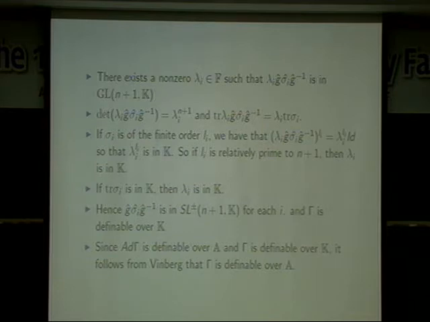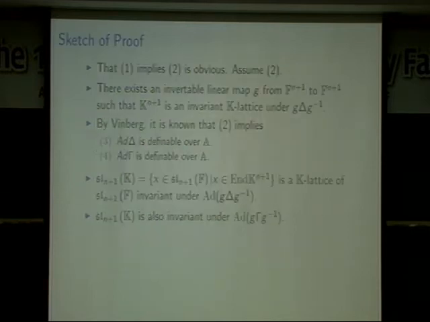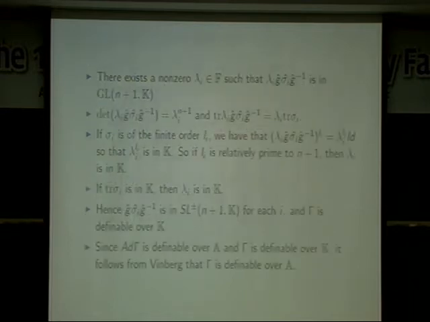This is a lemma of Greenberg. So if sl(n+1, K) is invariant under Ad G gamma G inverse, then there is a non-zero scalar lambda i such that this lambda i G sigma i G inverse, a matrix written in the standard basis, is in GL(n+1, K).